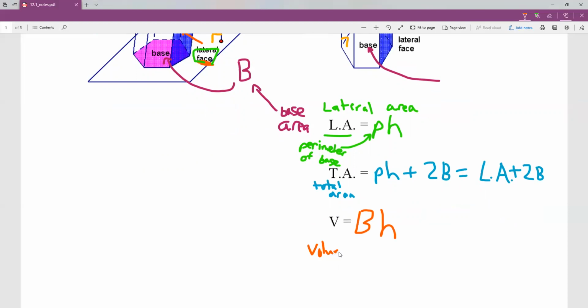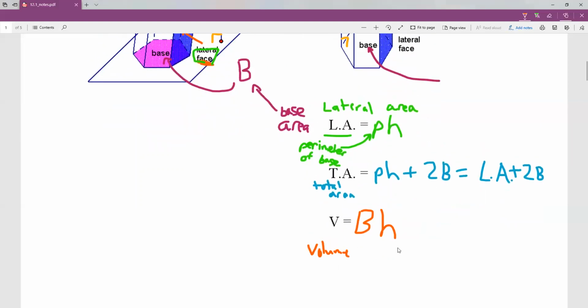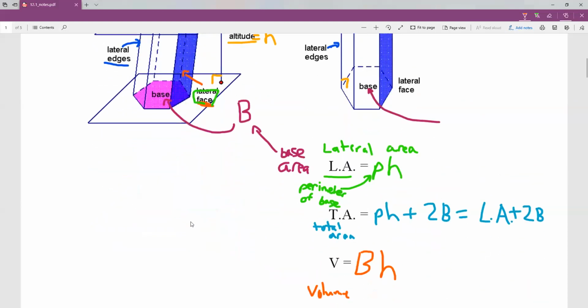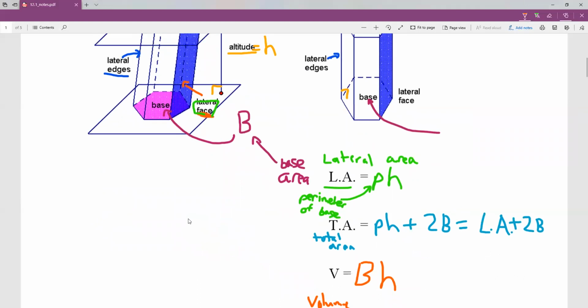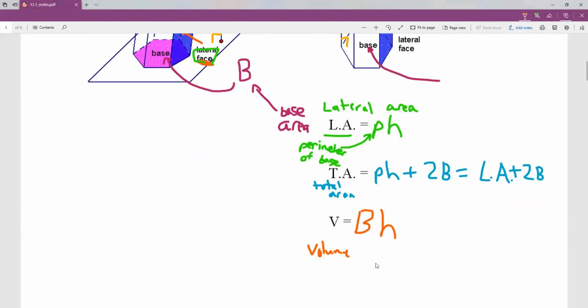Okay, so there we go. We have lateral area, total area, and volume. Volume, we kind of didn't define this, but you guys have probably heard of volume before. Volume is just how much space this figure takes up, how much three-dimensional space. You think of it as how much stuff we could fill this prism with. That'll give you the volume.